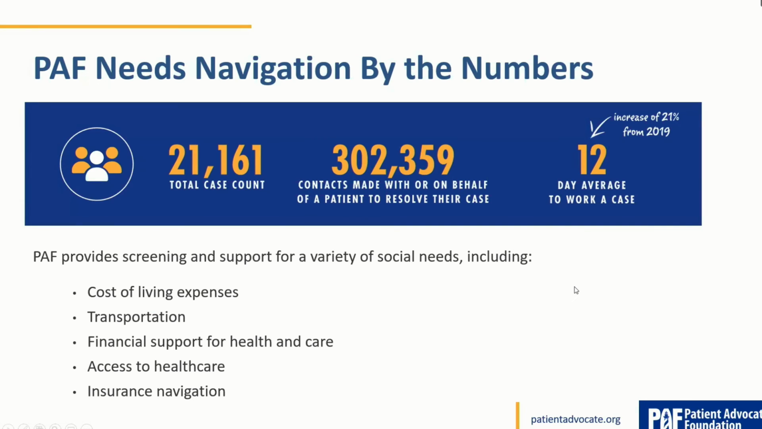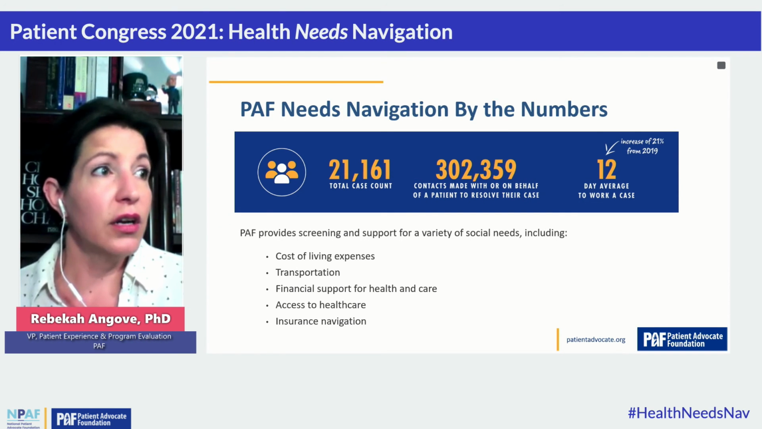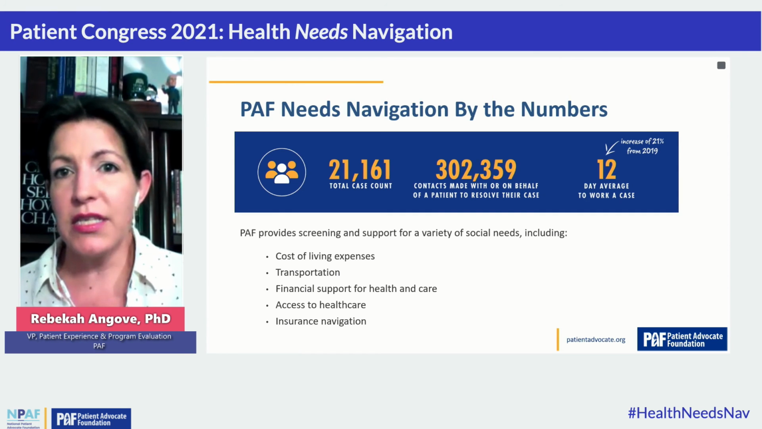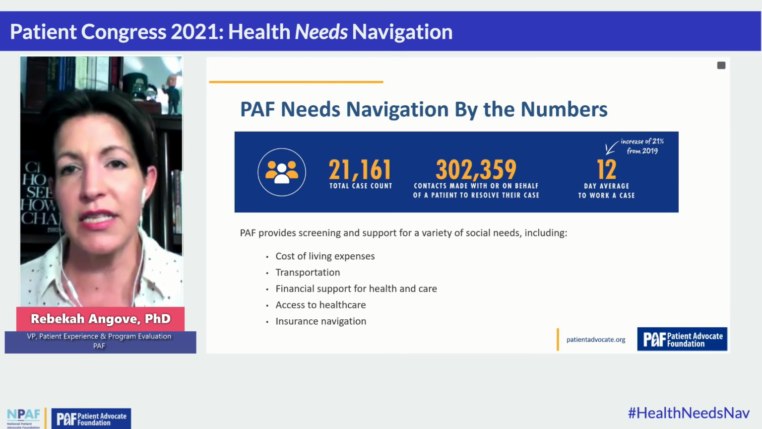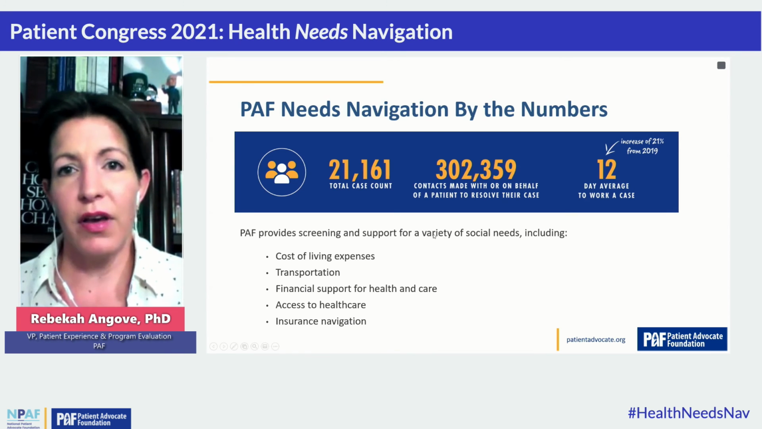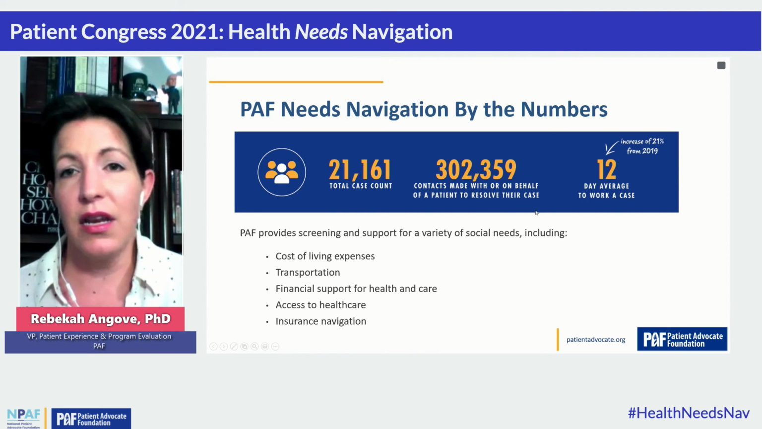So just a little briefly talk about PAF. We work with about 21,000 patients every year, and we provide screening and support for a variety of social needs, and this is similar to what other social needs navigators are doing. We have a number of contacts that we make with patients, and we spend a lot of time with our patients.